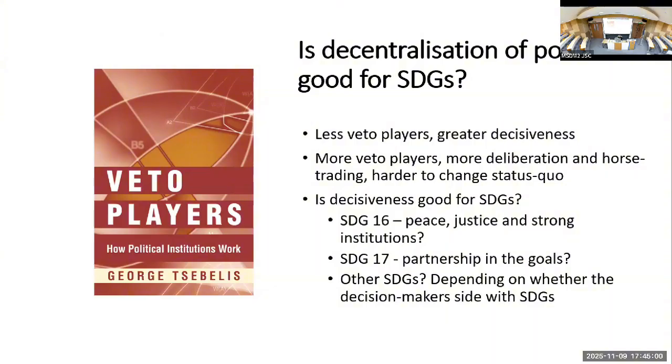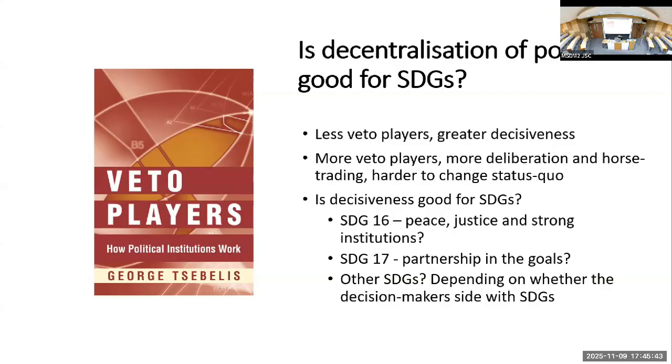It depends on which one you look at. For SDG 16, peace, justice, and strong institutions, yes. For SDG 17, partnership for the goals, likely so. But what about the other SDGs? That depends on whether the decision makers side with the SDG or not. Like what we've shown you just now with decarbonization. When the federal government is not in favor of climate action, the state and local governments in America were much more in favor in many states.